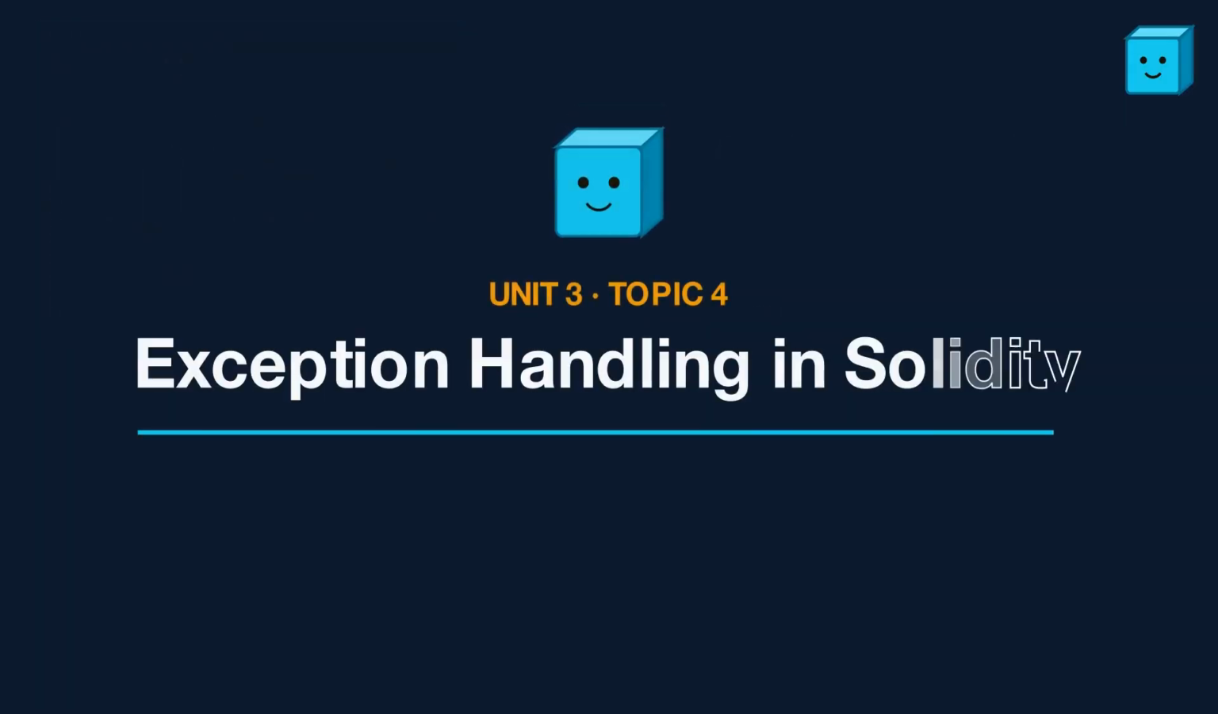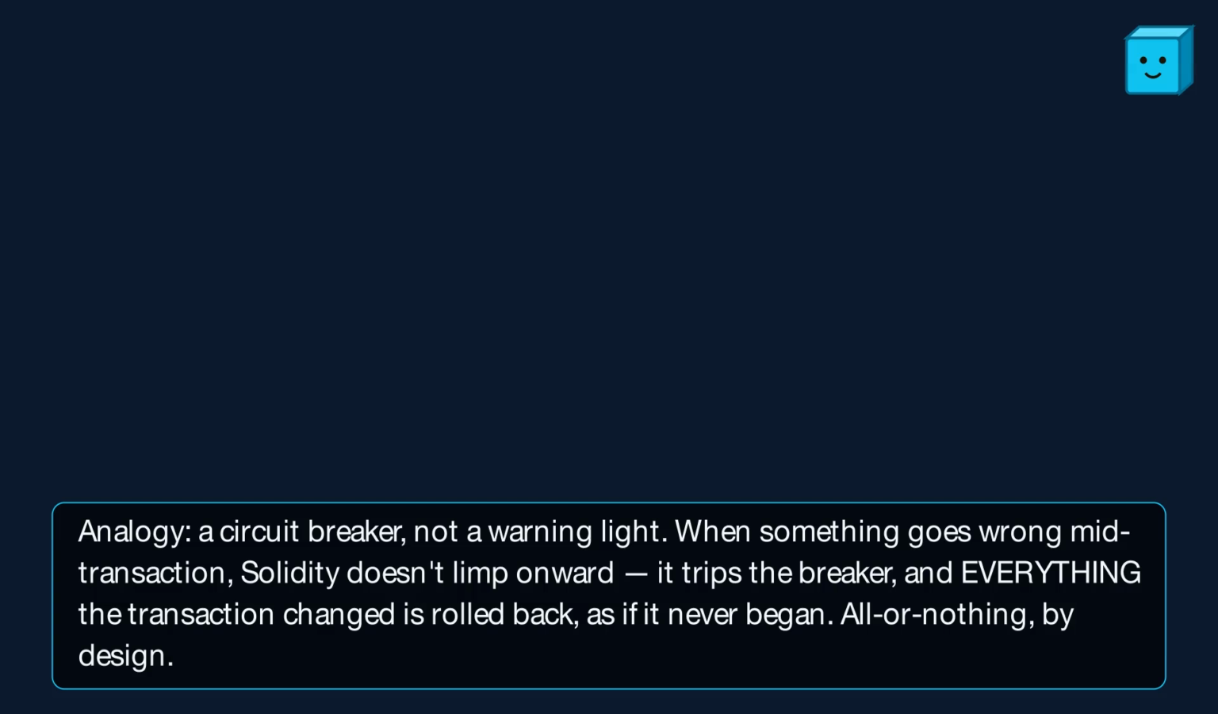Unit 3. Topic 4. Exception handling in Solidity. Analogy. A circuit breaker, not a warning light. When something goes wrong mid-transaction, Solidity doesn't limp onward, it trips the breaker, and everything the transaction changed is rolled back, as if it never began. All or nothing, by design.